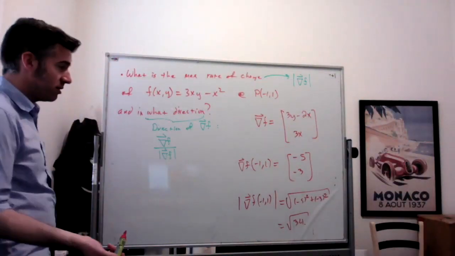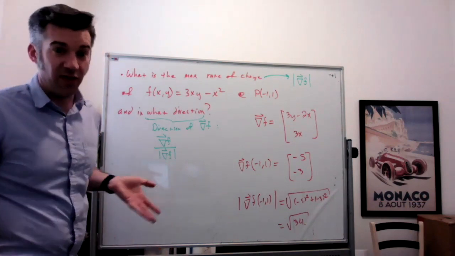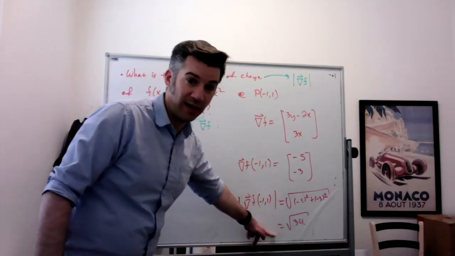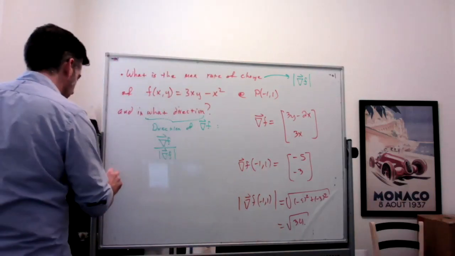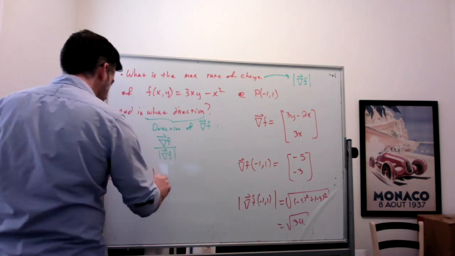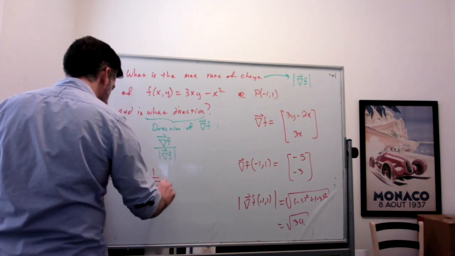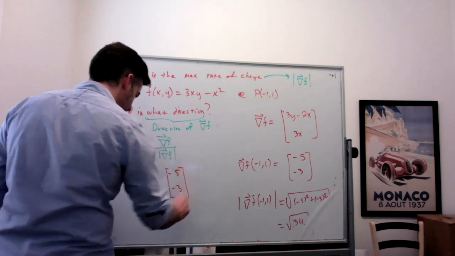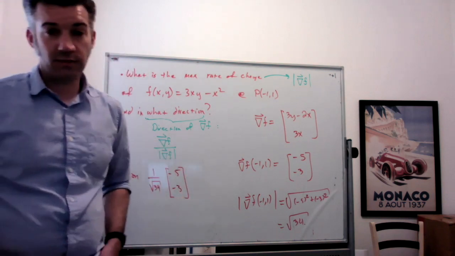The direction is also not terrible. In fact, we already have all the things we need for the direction. There's the gradient. There's its magnitude. The direction is going to be 1 over root 34 times the vector -5, -3. That's it.